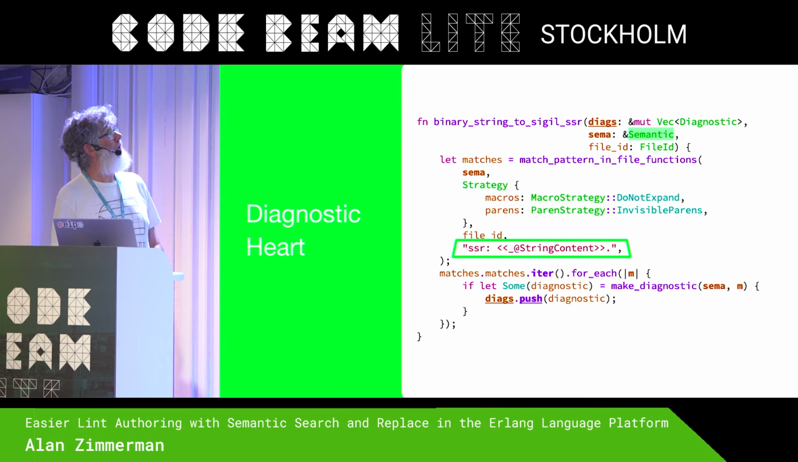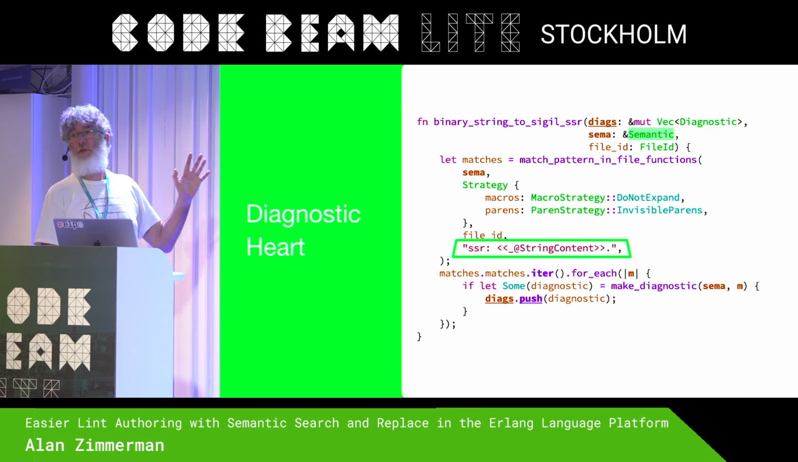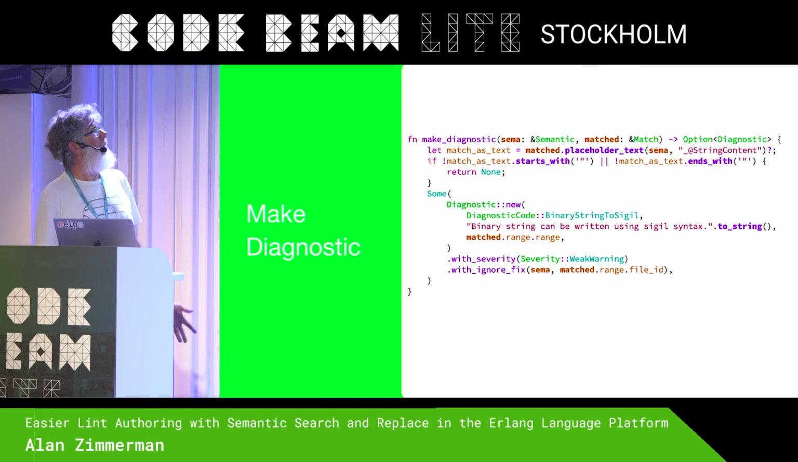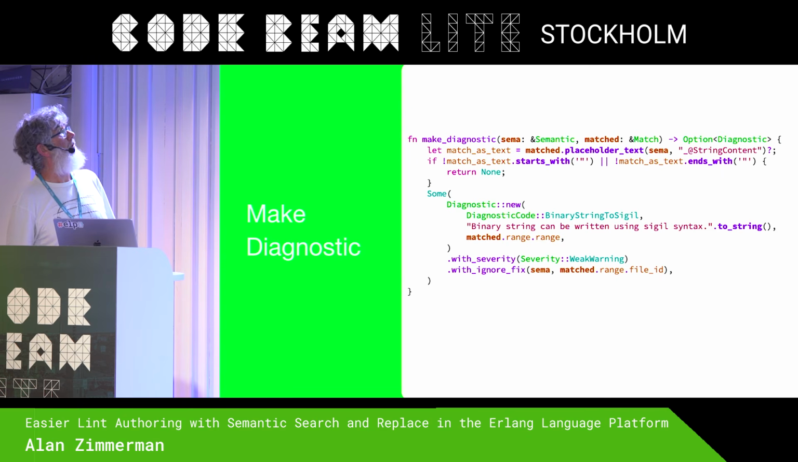And so this is just going back to our original piece of code. That's the SSR match in it. So that's what this whole thing's doing. It's matching using that SSR, and then it's going to call make diagnostic when it finds the match. When you get the match, we say, give us the text of the match. If it starts and ends with a double quote, then we know we've got a string, and we make a diagnostic with that binary, the diagnostic code we asked for, and we say it can be rewritten.